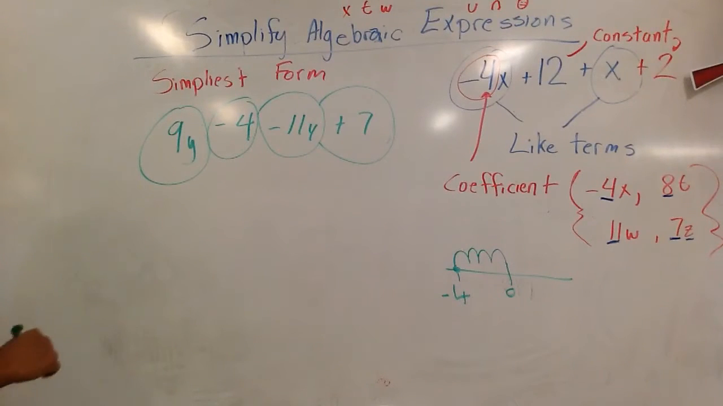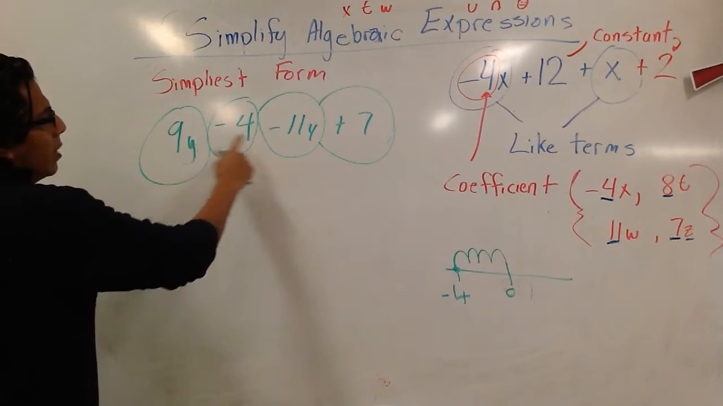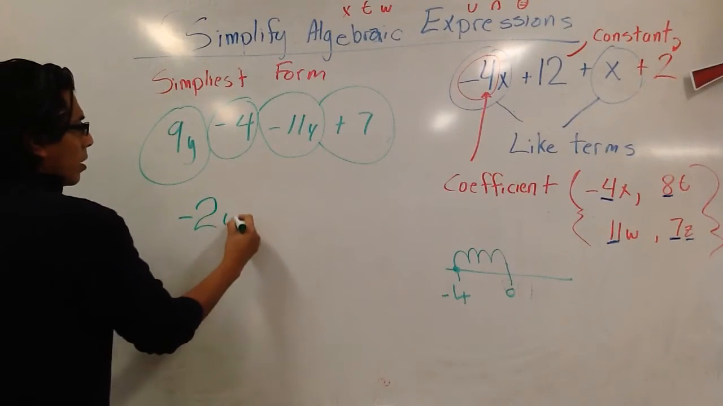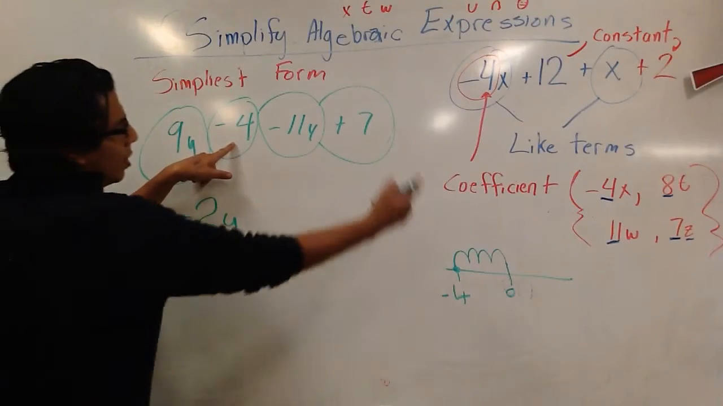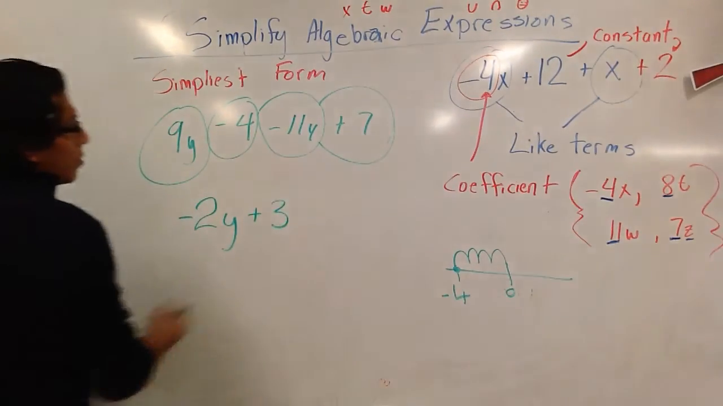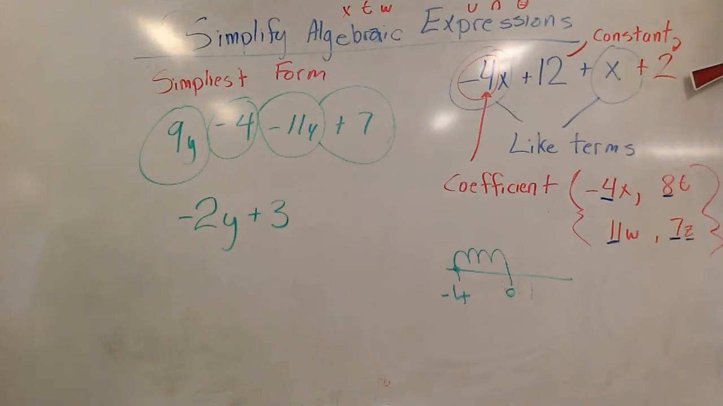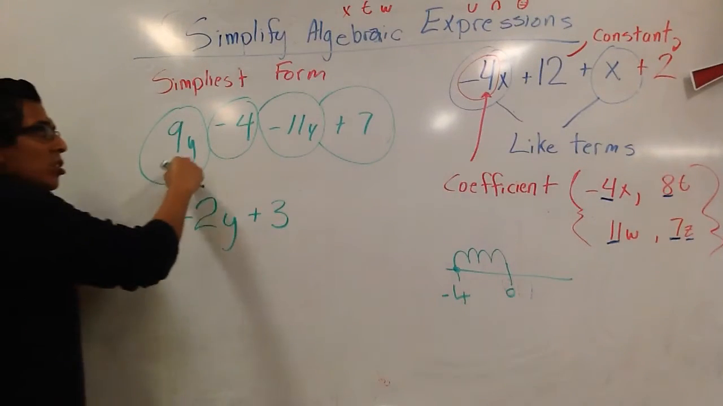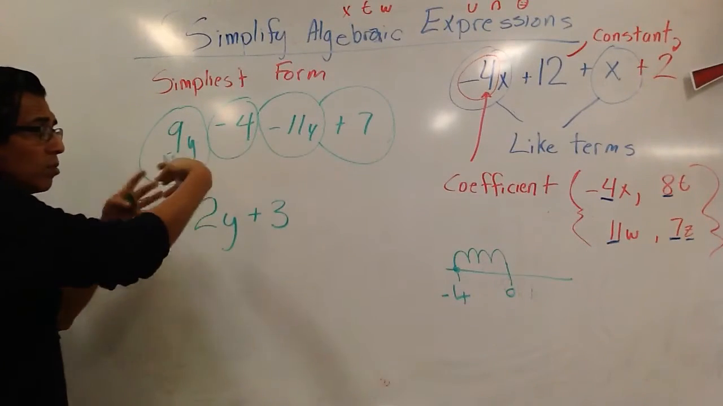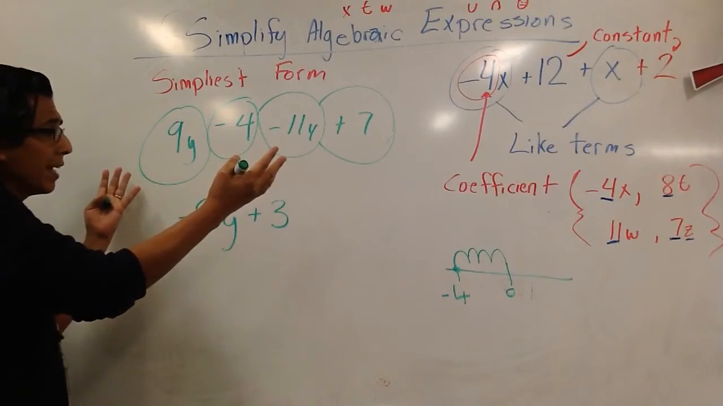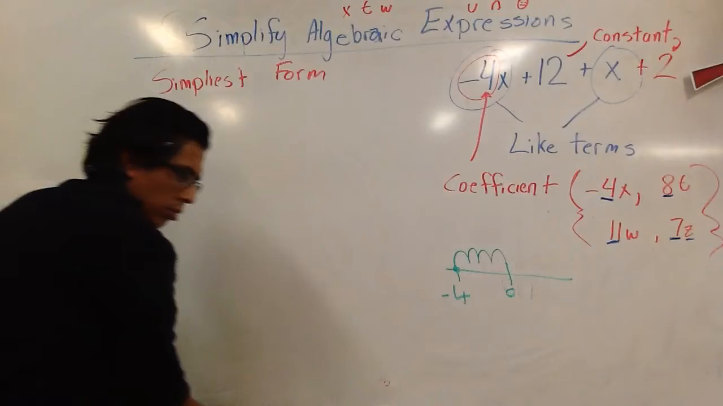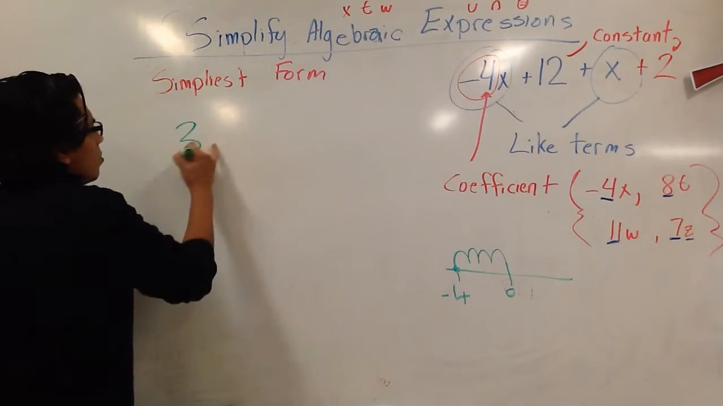So let's combine our like terms. 9y and the -11y. That gives you -2y. -4 and 7. That gives you +3. I just combined my like terms. But do you see how much easier this allows you to process something that can be visually confusing? And I think that's part of the reason why we had so much trouble today. Let's try in class with this.